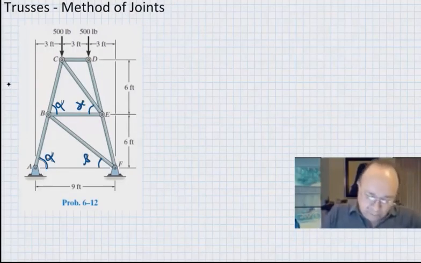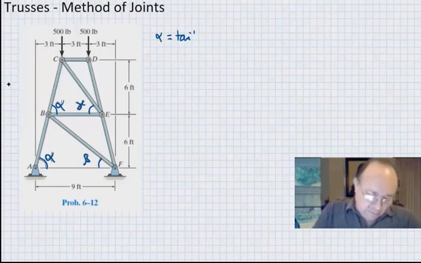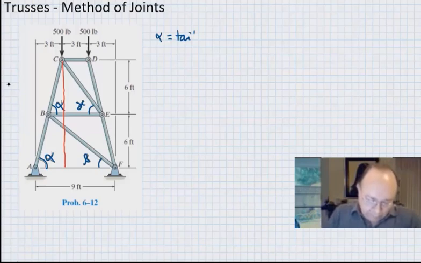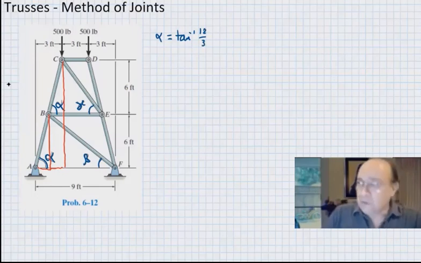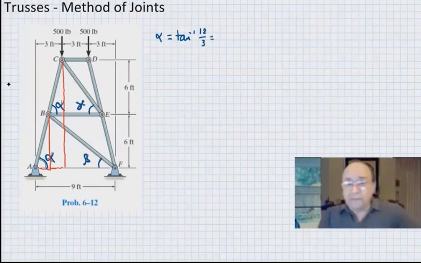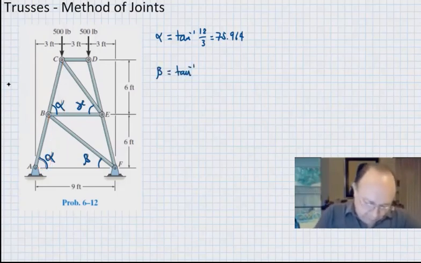So let's calculate those. Alpha will be the tangent minus 1 of this height over this horizontal, or this height over this horizontal, whichever you like more. So it will be 12 divided by 3. That is going to be 75.964. And then beta, you can get it from this triangle here.